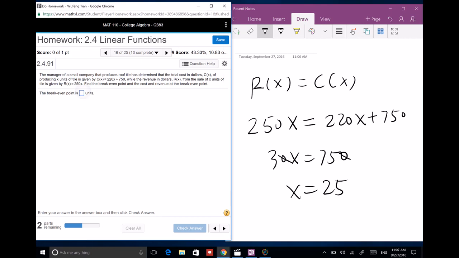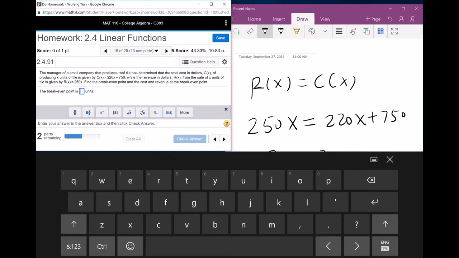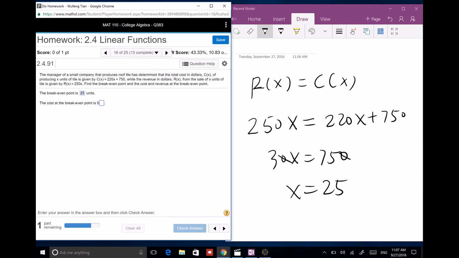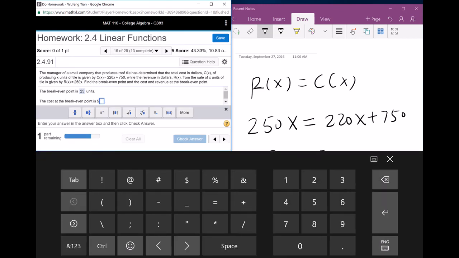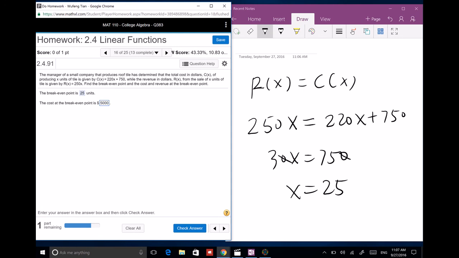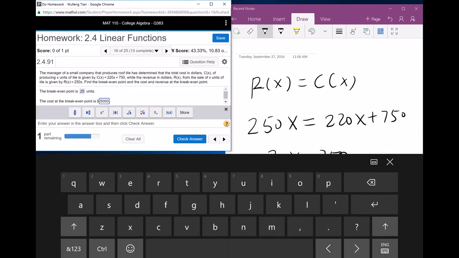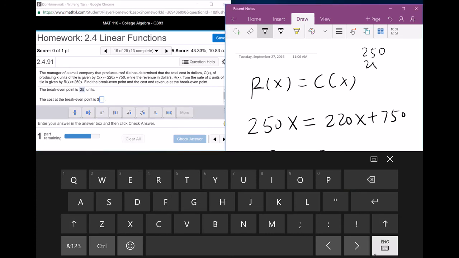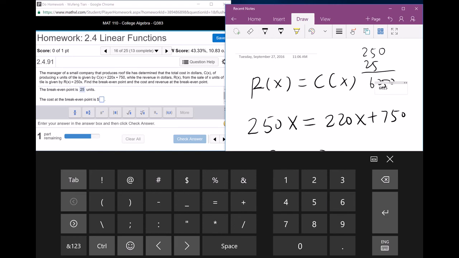x equals 25. Okay. Break-even point cost, bring it in. So bring 25 in is 500. Nope, not 500, 5,000. Wait, 25, oh my bad. So plug in 25: 250 times 25, which is 6250. So it's 6250.